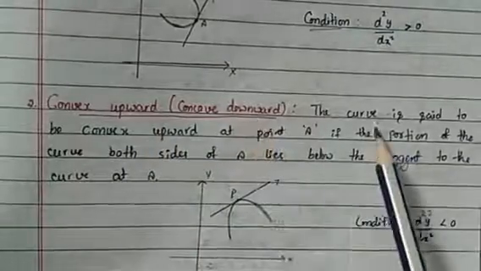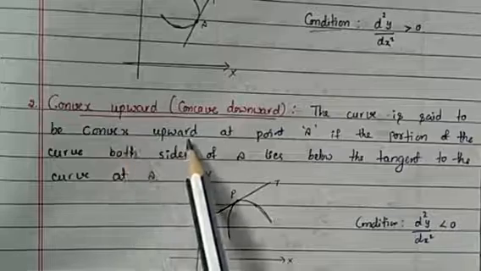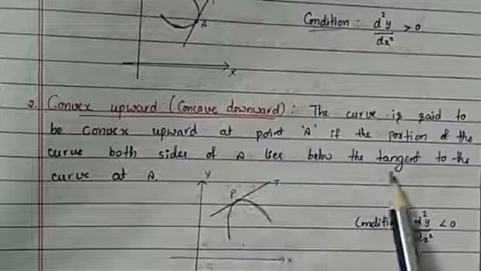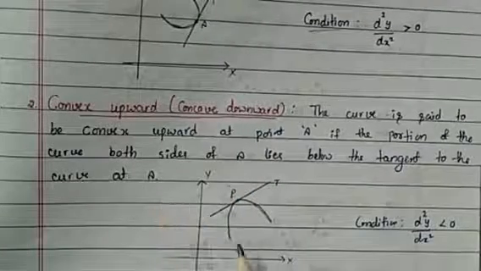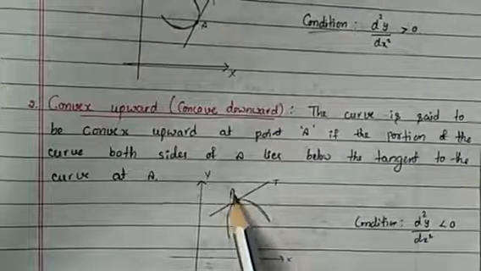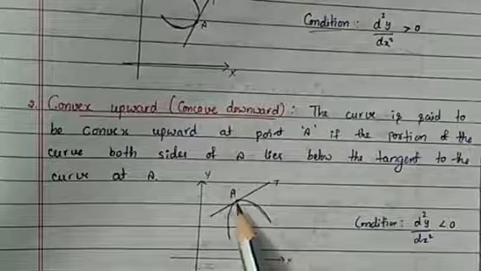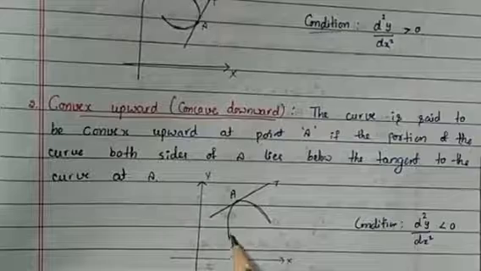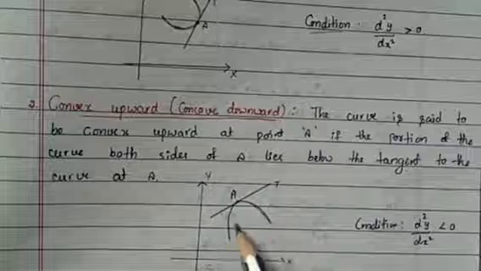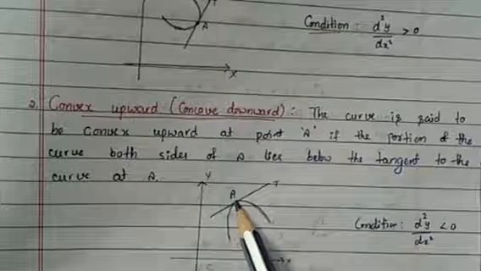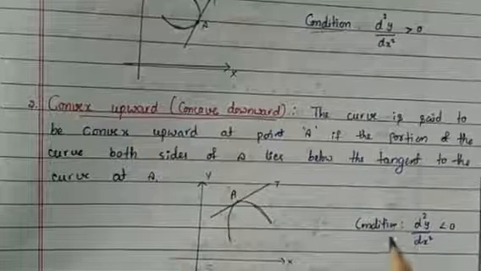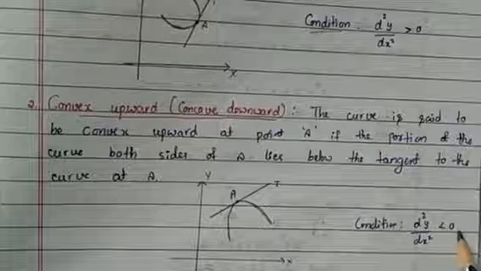The definition is: the curve is said to be convex upward at point A if the portion of the curve on both sides of A lies below the tangent to the curve at A. Observe this graph. This is the tangent, this is the point A. At that point, the portion of the curve on both sides of A lies below the tangent. Then we say this curve is convex downward. Okay, the condition is d square y by dx square is less than 0.